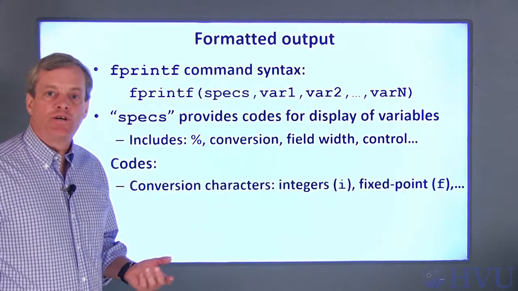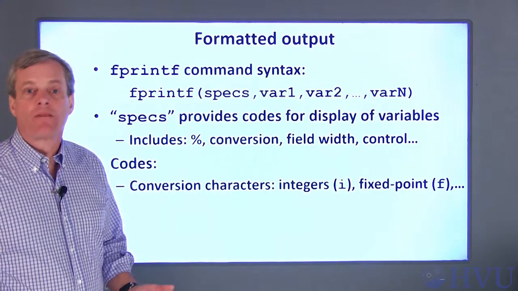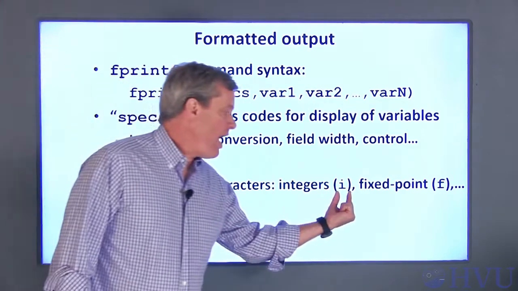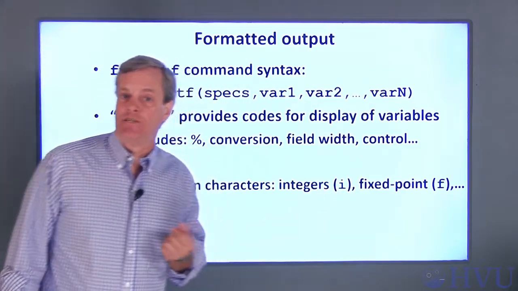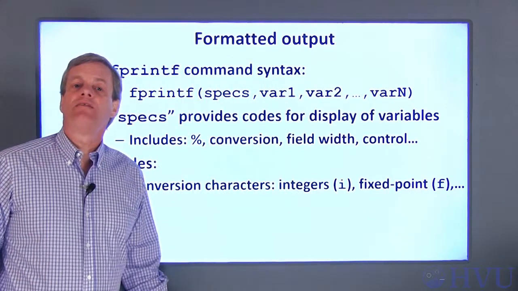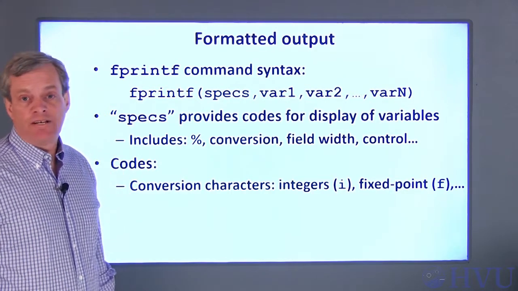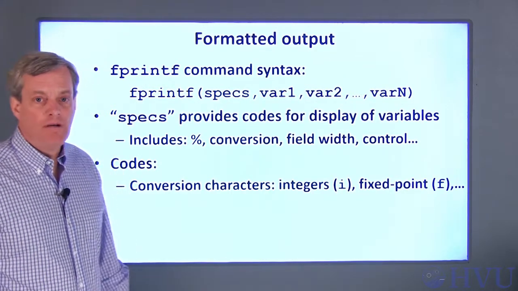The conversion codes provide the basic type of information being displayed. For example, the code i is used for signed integers. f is used for fixed point values. There are plenty of other codes. u is for unsigned integers, e is for exponential notation, and so on.